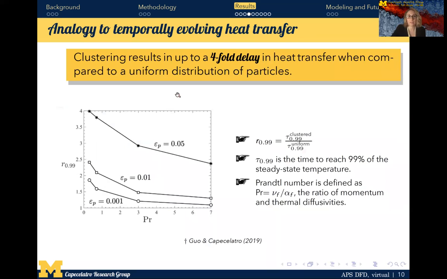In this study, we find that clustering results in up to a 4-fold delay in heat transfer when compared to a uniform distribution of particles. And that's shown in this plot here, where the vertical axis represents the time that it takes the clustered configuration to reach 99% of the steady state temperature compared to the uniform case. The horizontal axis is the Prandtl number, which I mentioned before is the ratio of momentum and thermal diffusivities.